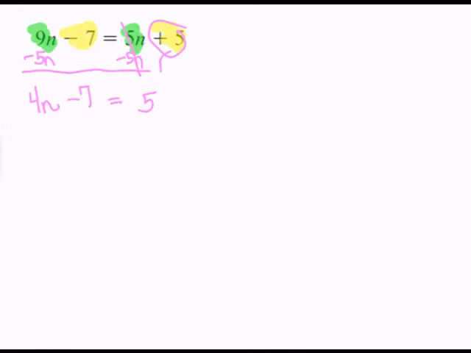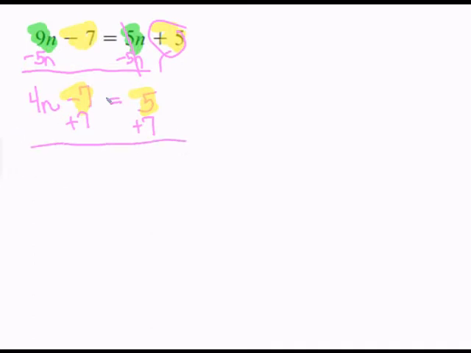Now I need to combine my second set of like terms. Well, this is a two-step equation. We've been actually doing this all along. So I have a negative 7. In order to get rid of my negative 7, I need to add 7 to both sides. And remember, whatever I do to one side, I have to do to the other side.